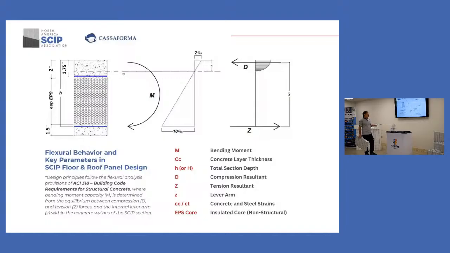Okay? So imagine that this is the floor panel. Actually, it can also be a wall, or whatever, but we are speaking about the floor panel. What you see in blue are the meshes, okay? The meshes on top and bottom, and then you have the resultants. The D will be the compression resultant, and the C will be the tension resultant. And in between, we have the lever arm.